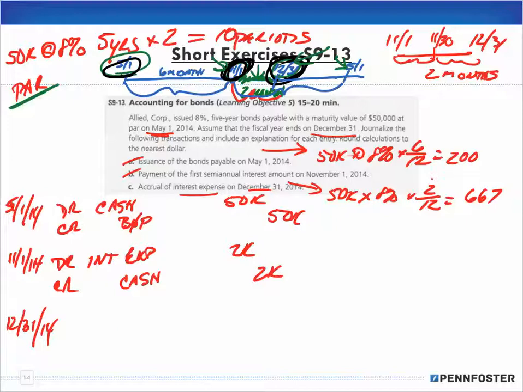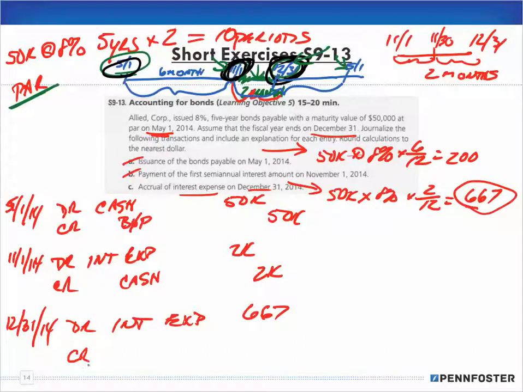All right, so we calculate the interest for those 2 months to be 667. So that's a debit to my interest expense for 667. And my debit has to equal my credit, so it's a credit. And this is something I owe, okay? And what do I owe it for? I owe it for interest, so it's going to be a credit to interest payable for 667. All right, and that's my journal entry for December 31st for that 2-month period.